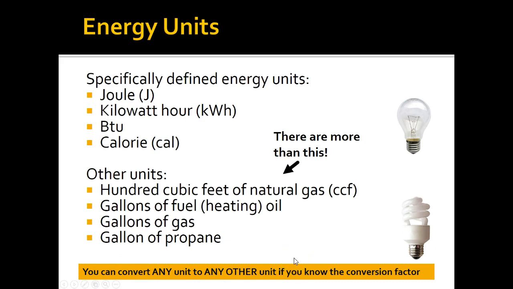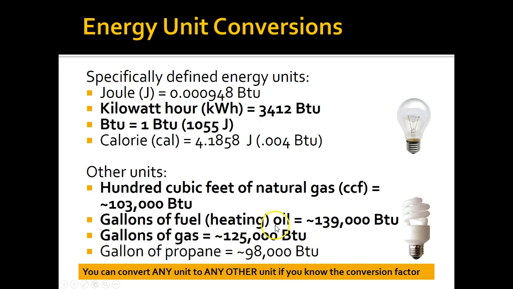Okay, so then we went over some conversion factors before. Here are the ones in bold that we use more often than the others. So a kilowatt hour is equivalent to 3,412 BTUs, and 100 cubic feet of natural gas. The other units, the practical units, can vary depending on the purity and the quality of the fuel source, whereas these have very specific definitions up here. We've gone over that before, so I'm not going to go over that again. But it's really important to remember that as long as you can find a conversion factor, you can convert any unit into any other unit.